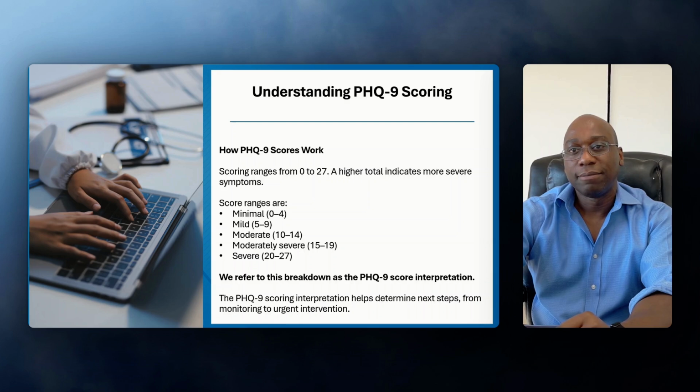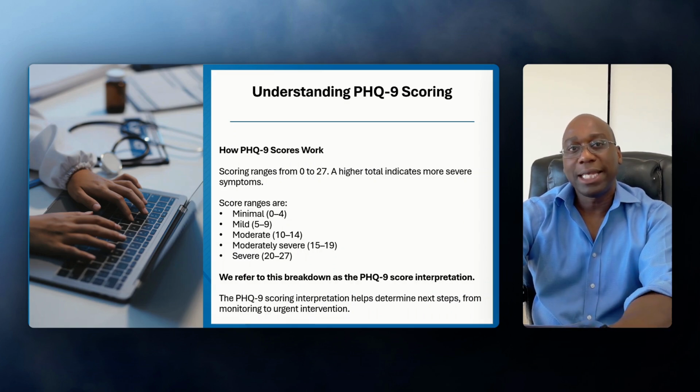5 to 9 signifies mild levels of depression. 10 to 14 signifies moderate levels of depression. 15 to 19 signifies moderately severe levels. 20 to 27 signify severe depression.